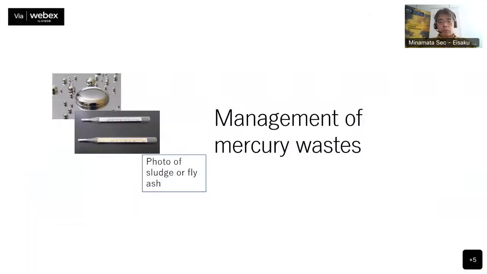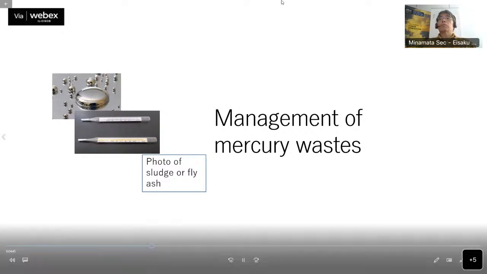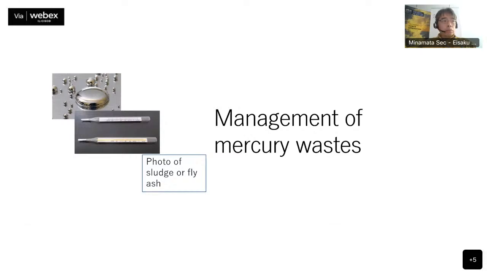The TG provides guidance according to the flow of waste management, such as handling, storage, treatment, and final disposal. In this presentation, I try to pick up major points common to three categories of mercury wastes, and the major points specific to each category of mercury wastes. The following four slides summarize common points for the management of three categories of mercury wastes.